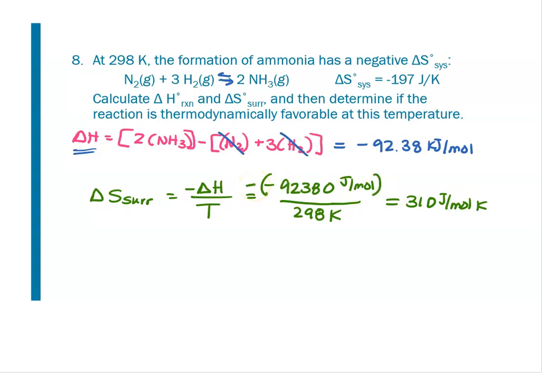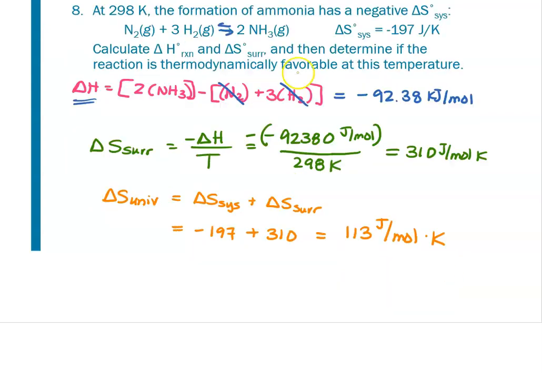Okay, all right, so now I have the delta S of the surroundings and I have the delta S of the system. And I can see just from looking at this that the surroundings are larger than the system, so the overall S of the universe is actually going to be greater than 0. So the S of the universe is S system plus S surroundings. So this is going to be negative 197 plus 310. And when I get that, I get 113 joules per mole Kelvin. So it is thermodynamically favorable at this temperature.